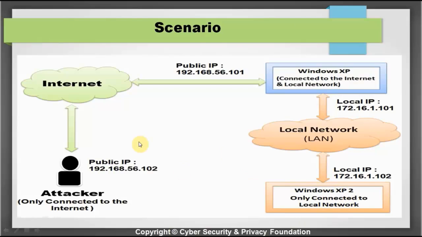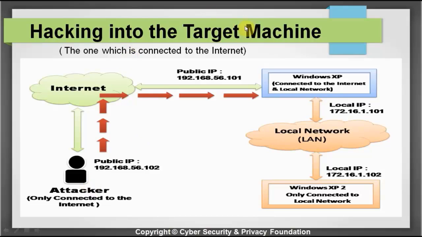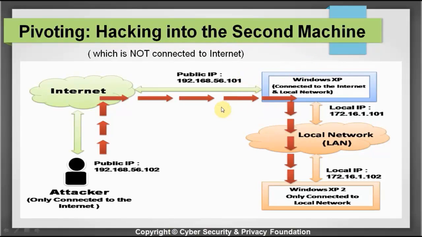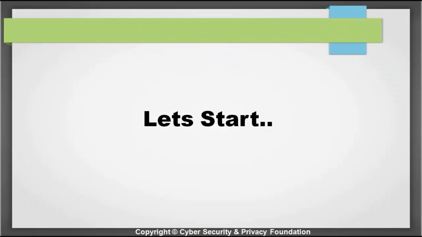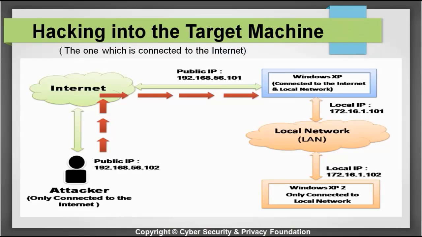So let's see how he's going to get inside. The attacker is going to use the internet in order to hack this Windows XP, and once that is done, he is going to pivot from this computer and go through the LAN and control this. So let's see how that's going to work. Let's see how he's going to hack into the first XP computer.